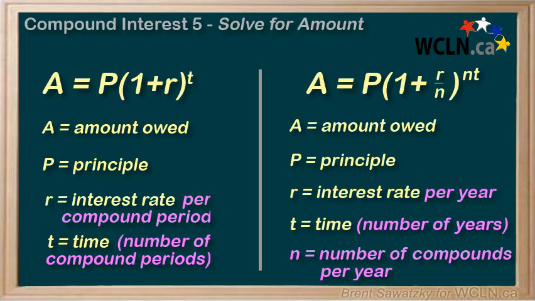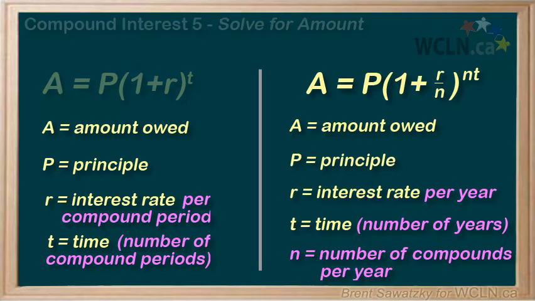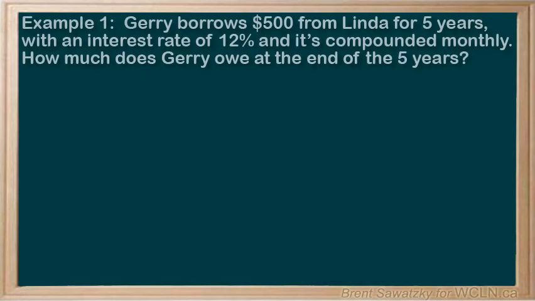In the end, these two equations do the exact same thing. So you just decide which one you want to use. Let's give them a try. Example 1. A somewhat familiar situation. Jerry borrows $500 from Linda for 5 years with an interest rate this time of 12%, and it's compounded monthly. How much does Jerry owe at the end of the 5 years?